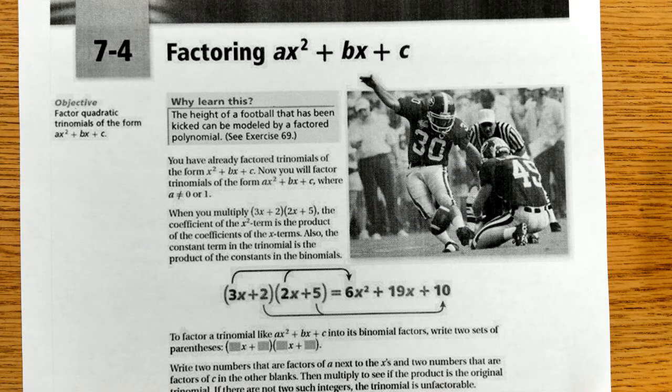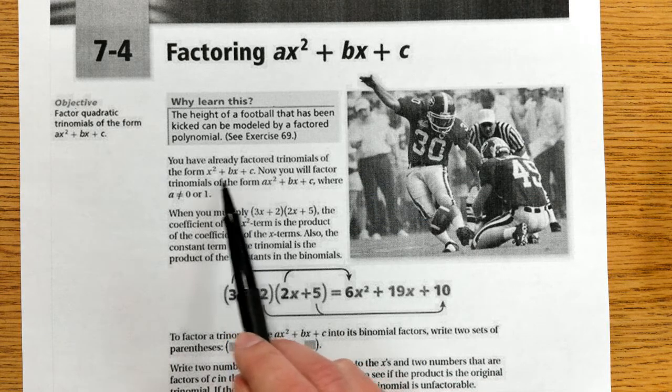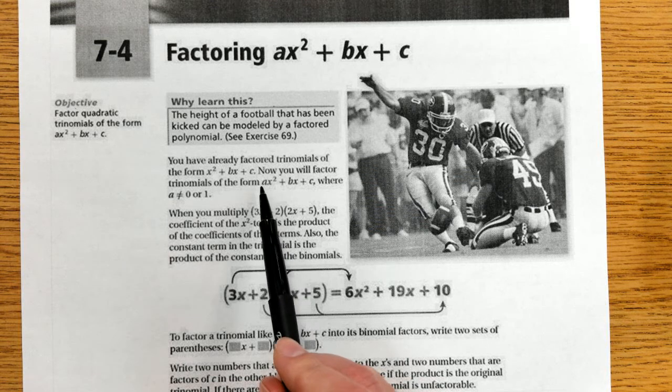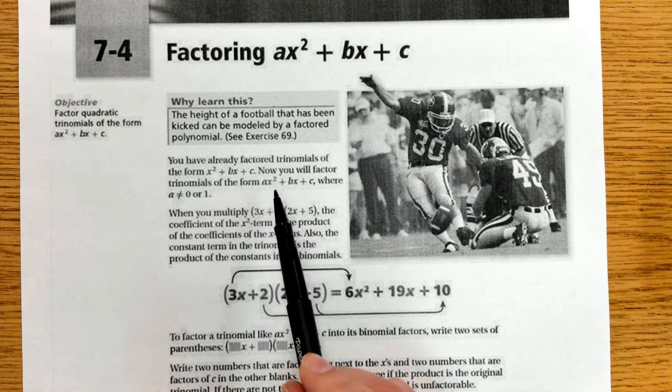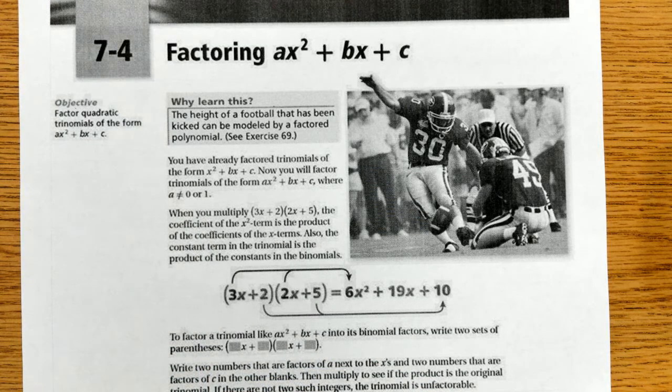You have already factored trinomials of the form x² plus bx plus c, and we did that in lesson 7.3. So now we're going to factor ax², so our x² term will have a coefficient, plus bx plus c, where a does not equal 0 or 1 in this case.